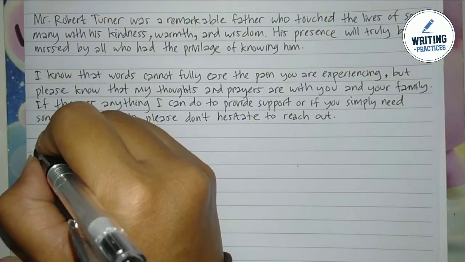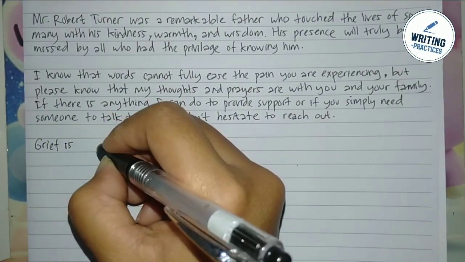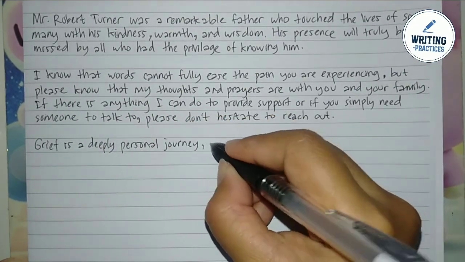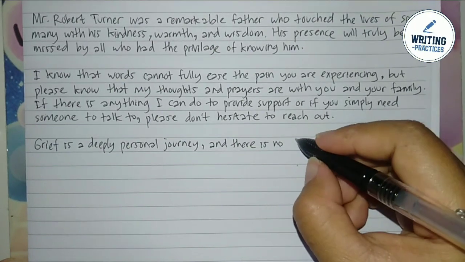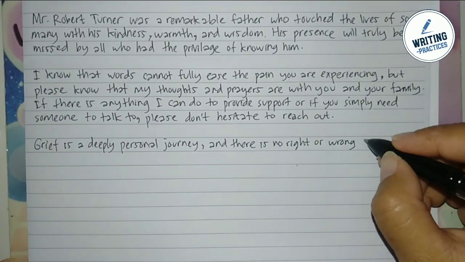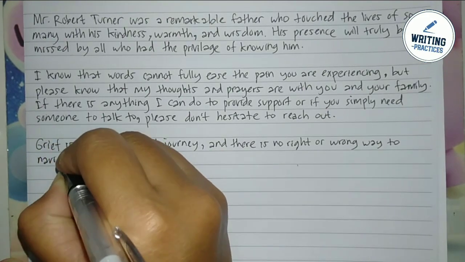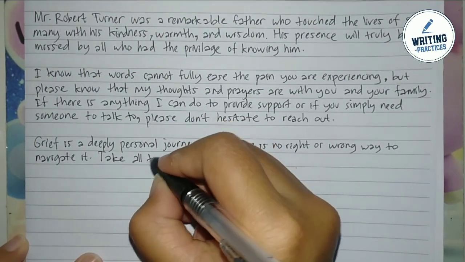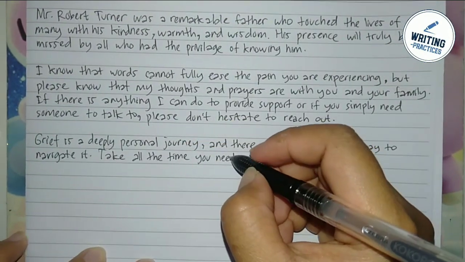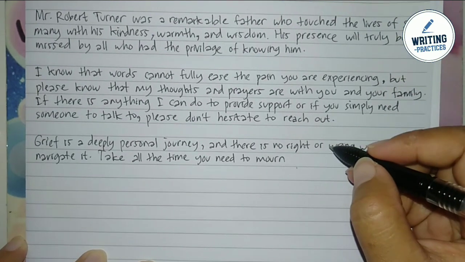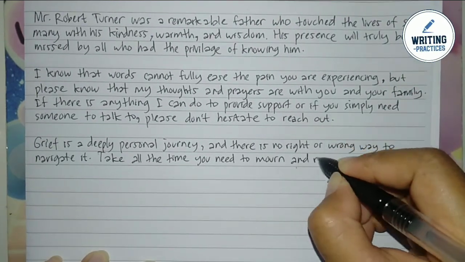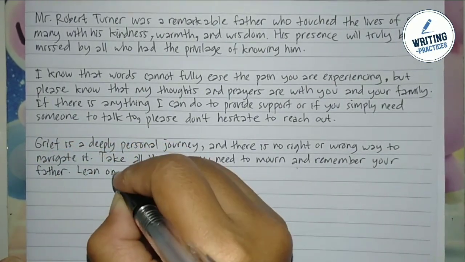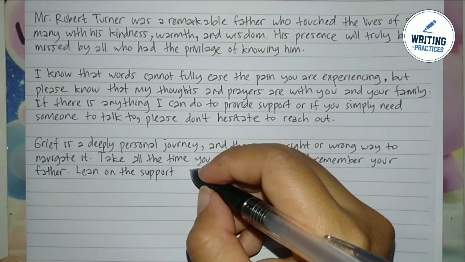The fourth paragraph is similar to the third one. You can shower the recipient with expression of your understanding of the emotional pain the recipient may be experiencing. And once again, let them know you are there to provide comfort and someone to talk to. So, you can write, "Grief is a deeply personal journey, and there is no right or wrong way to navigate it. Take all the time you need to mourn and remember your father. Lean on the support of your loved ones. And remember that you are not alone during this challenging period."